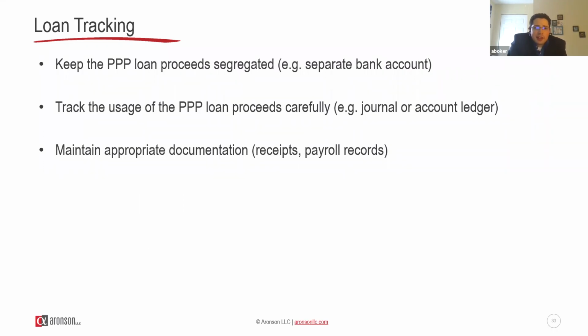Loan tracking, this did not change. Same best practices still apply. Keep the PPP loans in a separate bank account so you can track it. And again, you've got to track this stuff because, when you go to apply for the loan forgiveness, the bank is going to say, show us what you did with the money during the 8 weeks, the 24-week period. So it'll be good to have a journal or account ledger handy. And you need to have the appropriate documentation to support it, receipts and payroll records as an example.